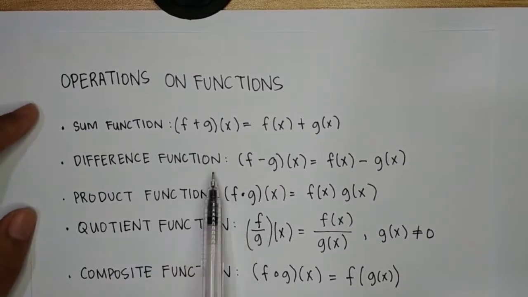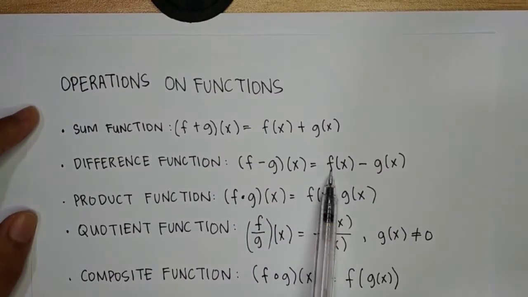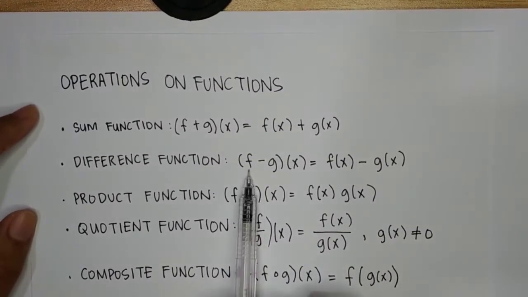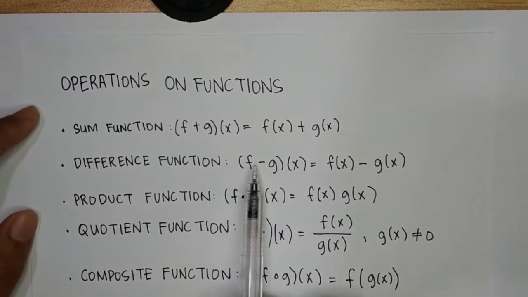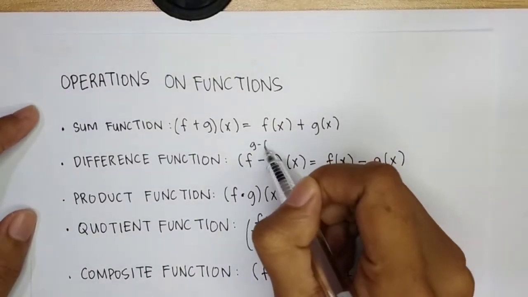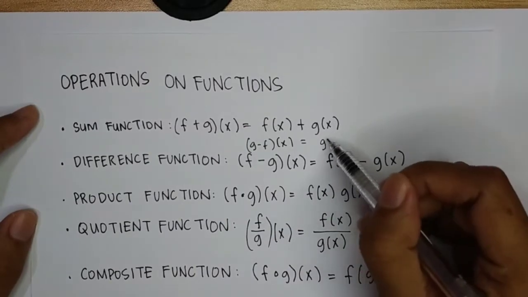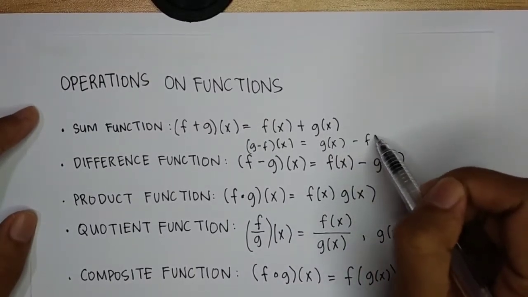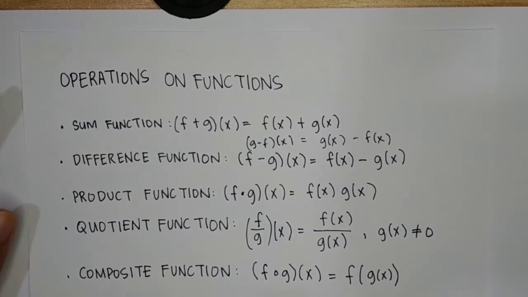Then we have the difference function. We have here f minus g of x equal to f of x minus g of x. So take note of which function comes first, because that is also the first function here. If g comes first, for example g minus f of x, then this will be g of x minus f of x. So do not be confused.